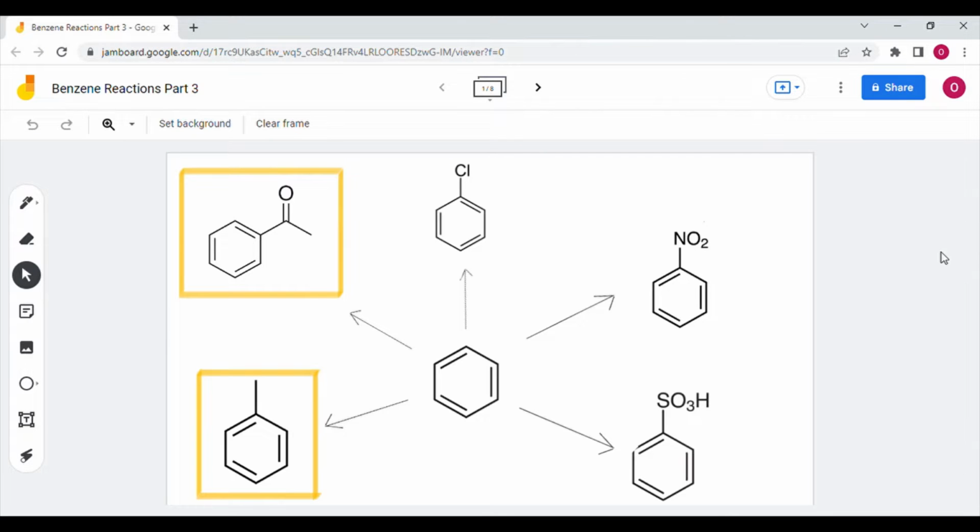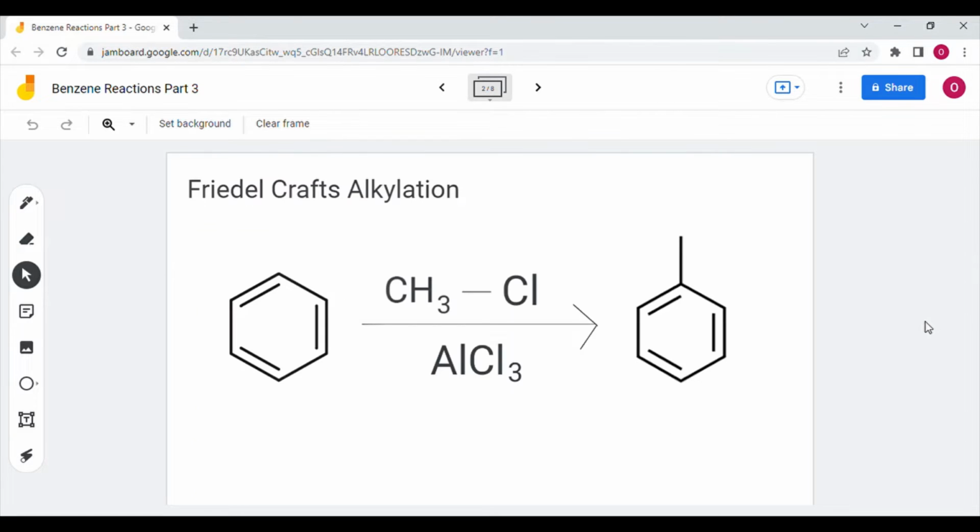In this video, I'll be going over benzene reaction part 3. So the first reaction we're going to be looking at is Friedel-Crafts Alkylation.